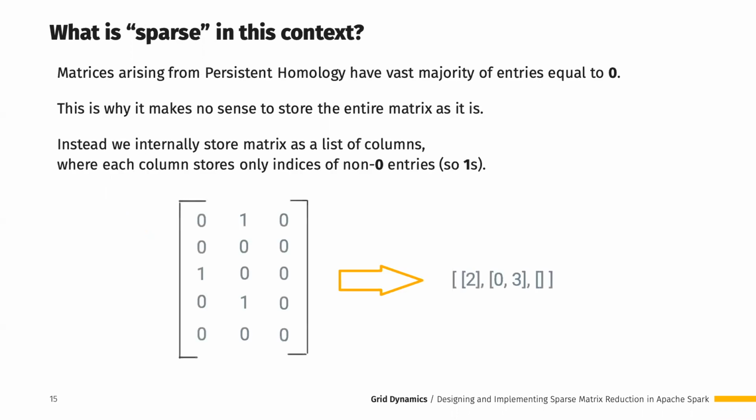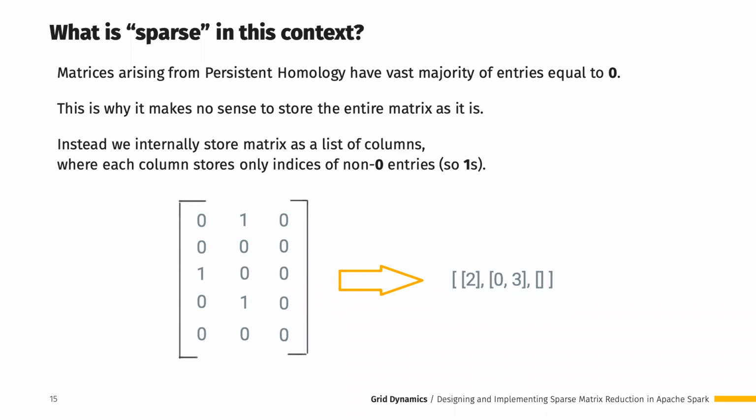And what is sparse? Sparse in general is the opposite of dense. And dense means that we store everything. But the matrices arising from persistent homology have the vast majority of entries equal to 0, so it doesn't make sense to store the matrix as a dense one. We can store the matrix internally as a list of columns where each column has a sparse representation. What do I mean by that?